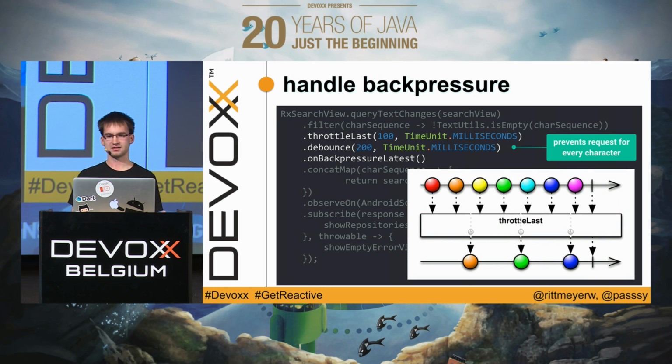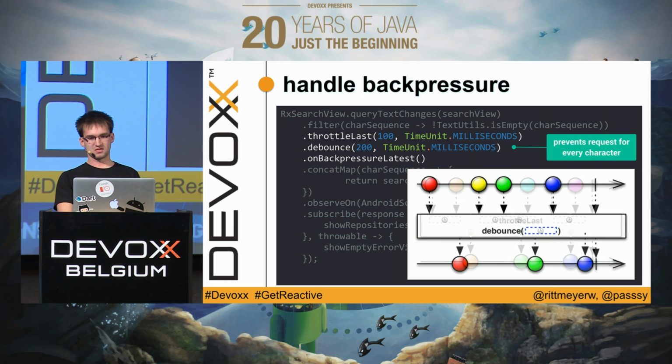Throttle last works like this. You give a period of time, and at the end of this time, it emits the last item which was emitted during this interval. And debounce works like this. When you are typing and you hit a character, it waits 200 milliseconds, and if no other item was emitted during this time, it emits.